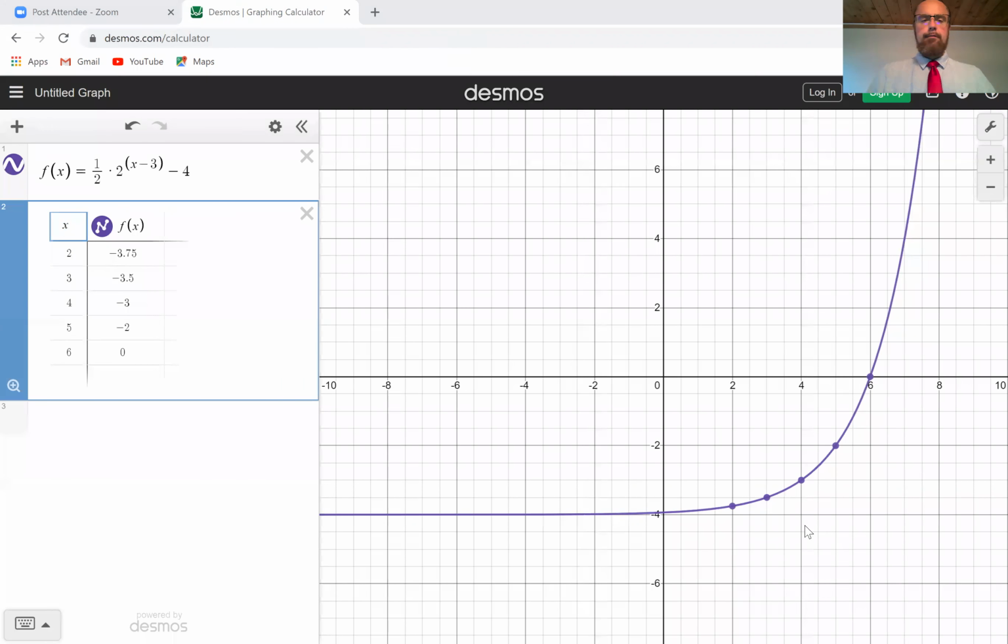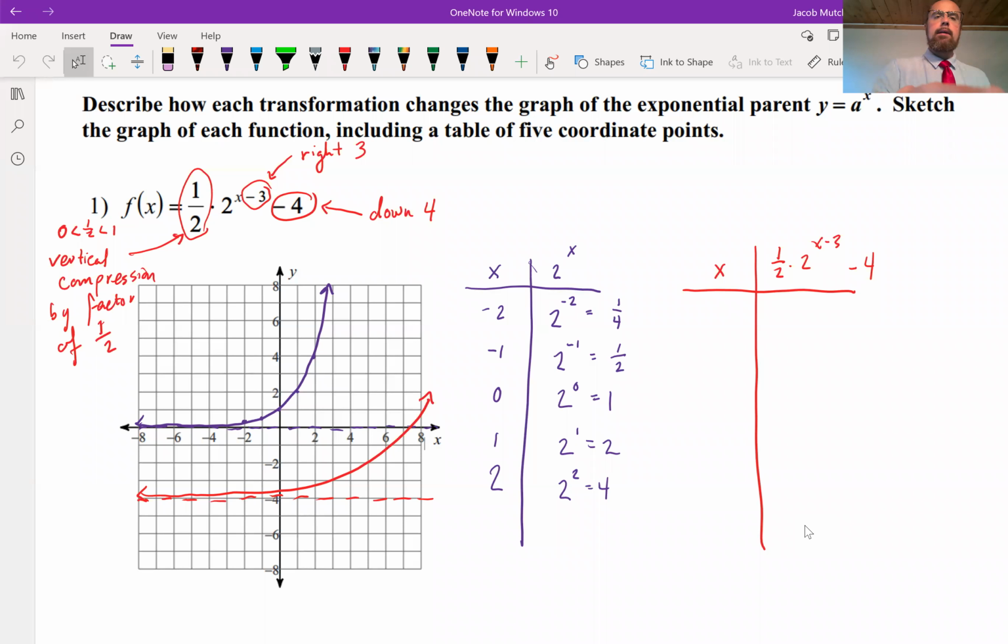That gives me what I need from the calculator. So I'm going to jump back here and record my table. So we did 2, 3, 4, 5, and 6. And again, the output there is negative 3.75, negative 3.5, negative 3, negative 2, and 0.